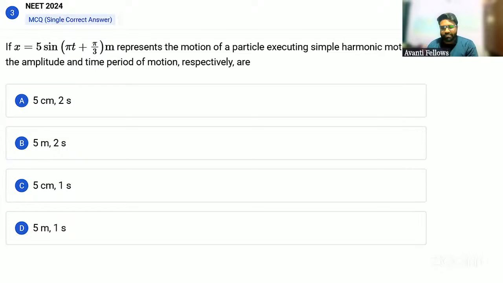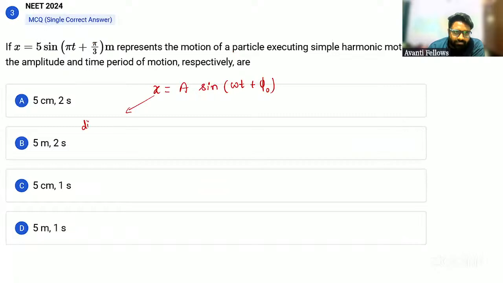Look, whenever you are given an equation like this, I'll give you the general equation of simple harmonic motion, which is x equals a sine omega t plus phi naught. Here x is nothing but displacement from the mean position.